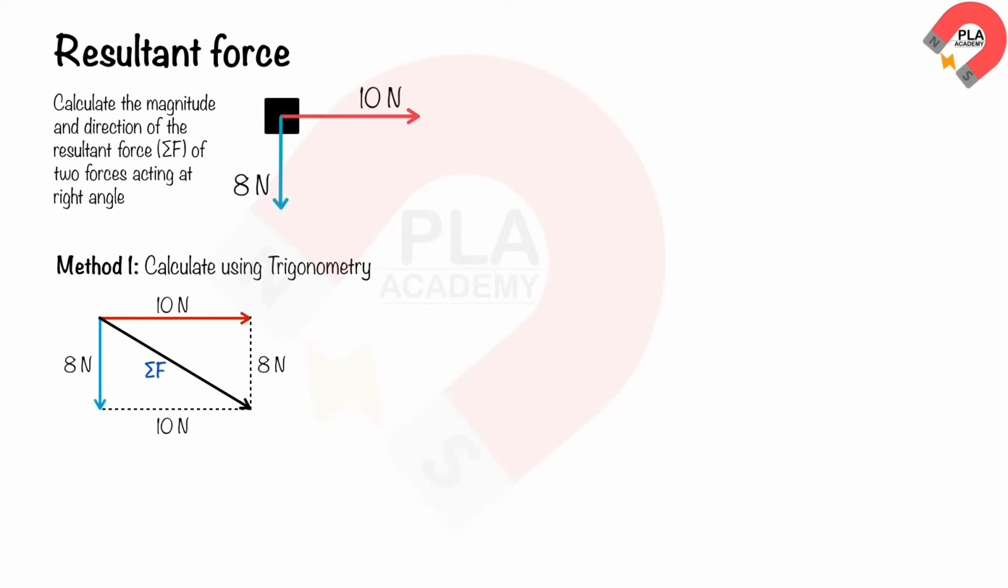We can calculate the magnitude of the resultant force using the Pythagorean theorem. Resultant force equals the square root of 10 squared plus 8 squared, which is 12.8 newtons. We can calculate the direction of the resultant force by the tangent ratio. The direction of the resultant force is the angle theta to the 10 newtons force. So, the direction of the resultant force is tan to the power minus 1 of 8 over 10, which is equal to 39 degrees to the 10 newtons force.